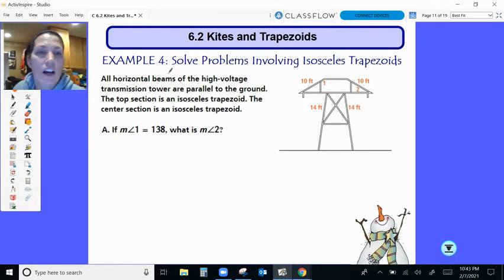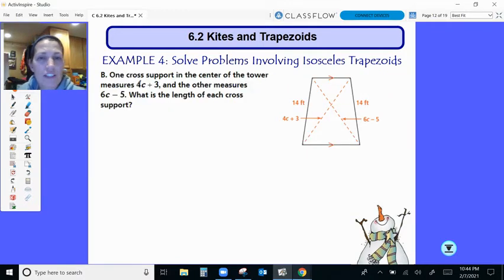Okay. All horizontal beams of a high voltage transmission tower are parallel to the ground. The top section up here is an isosceles triangle, and also this midsection here is an isosceles triangle. If the measure of angle 1 is 138 degrees up here, what is the measure of angle 2? Well, if the measure of angle 1 is 138, that means that this one is also 138, right? And then 138 and angle 2 are supplementary. So if I take 180 minus my 138, that leaves us with 42 degrees, which means my angle 2 would be 42 degrees right here.